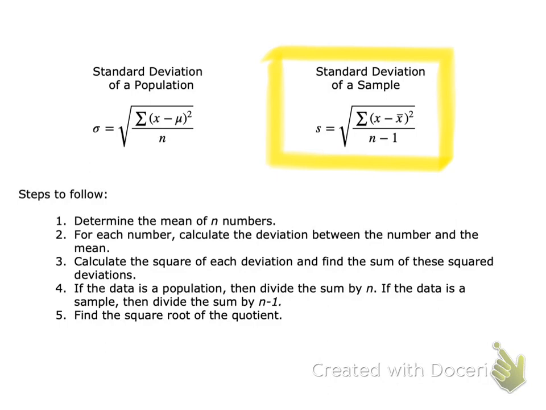So our steps to follow. Determine the mean. For each number, calculate the deviation between the number and the mean. Square each of those deviations and find the sum of them. If your data is a population, divide by n. If it's a sample, divide by n minus 1, and then find the square root. Are you ready? Here we go.